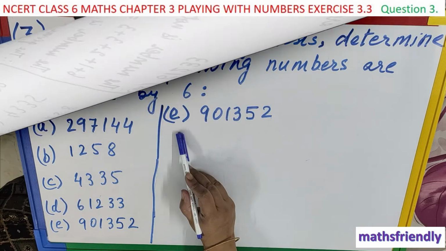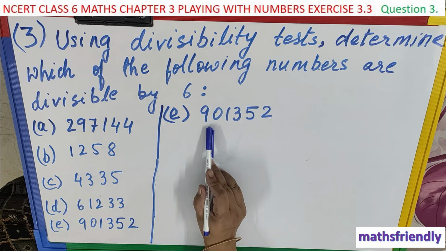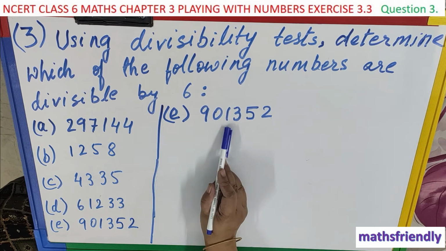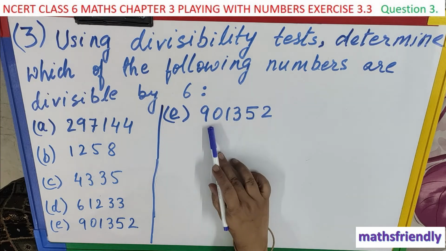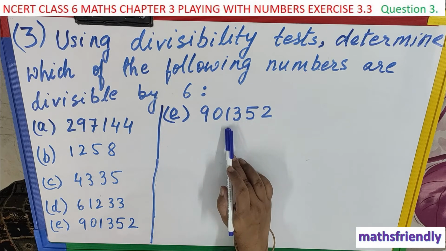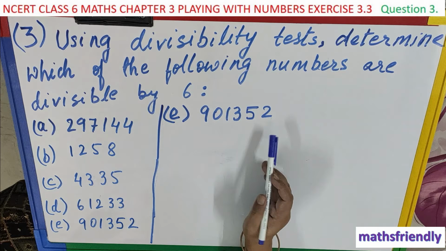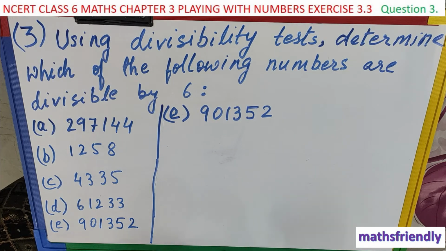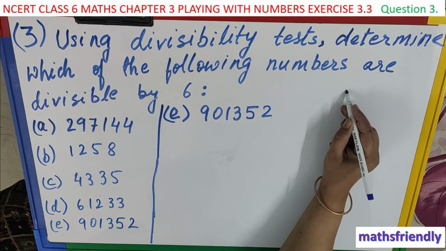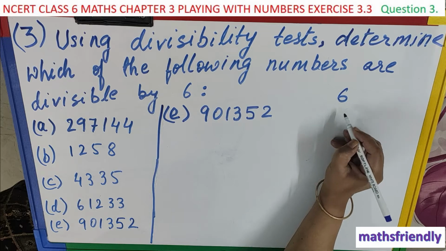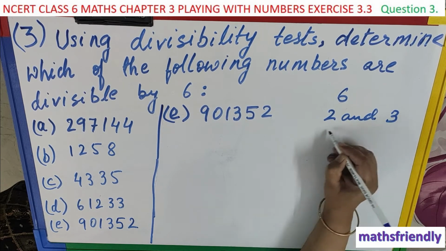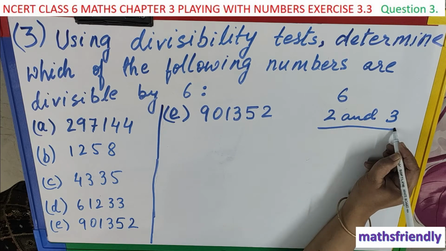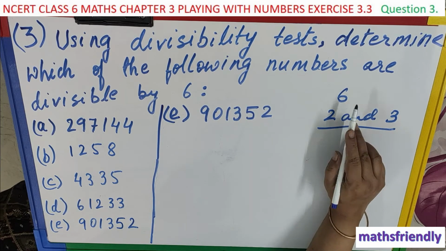Now the next question is question number E, which is 9,01,352. Okay, we have to check its divisibility by 6. To check the divisibility by 6, we have to check its divisibility by 2 and 3. If this number is divisible by both 2 and 3, then the number is also divisible by 6.